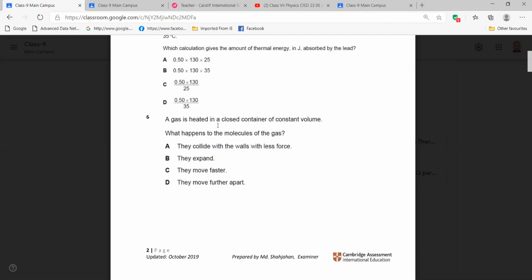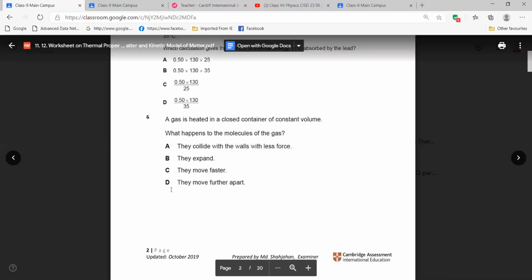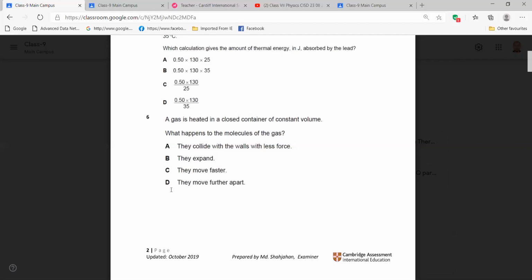But here they said it is closed. Then what will happen? Sir, they move faster. Yes, they move faster. So here in MCQ 6, you will write the answer is C, they move faster. Why? Because the container is closed. Is it clear? And when will the answer be D? If the container is open, then the answer will be D. Is it clear now?